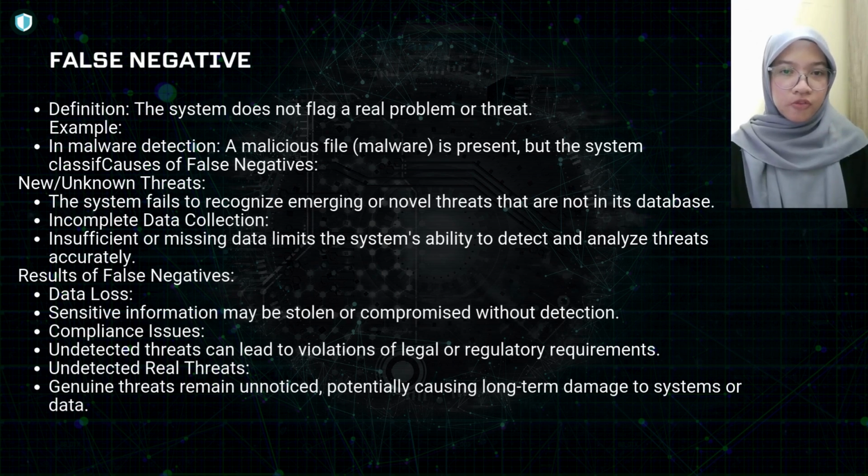Lastly, for false negative, we do not have an example in our dataset, but I will explain what false negative means. False negative happens when the system fails to detect or alert about actual malicious activity that happened in the system. This might happen because the malicious activity is new or unknown to the system, or maybe incomplete data collection by the system. As a result of false negatives, the real threats will go undetected by the system, which will lead to data loss and compliance issues.